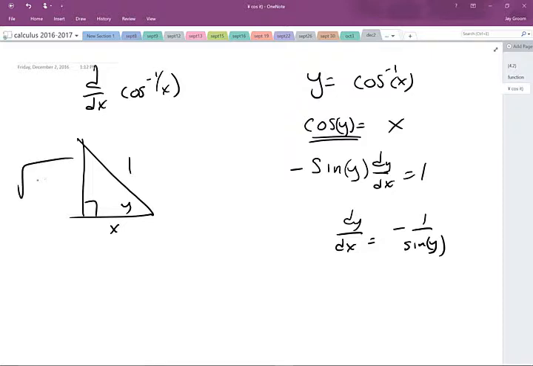That means this side over here is 1 minus x squared, correct? Pythagorean theorem and all.